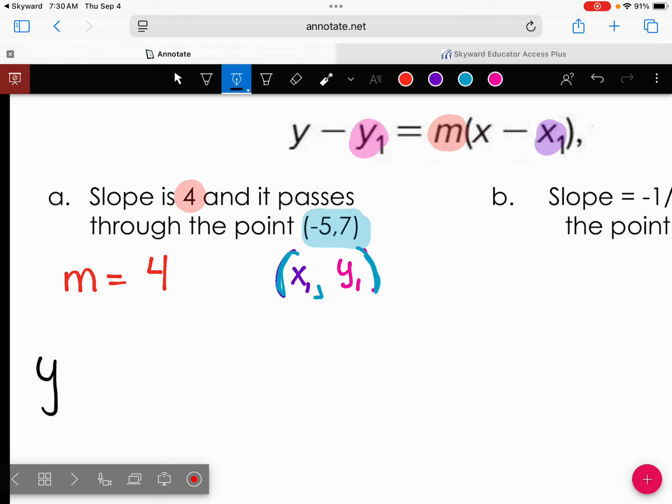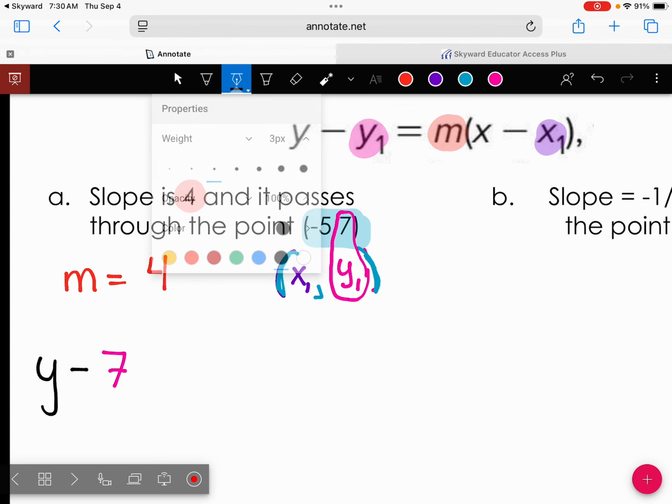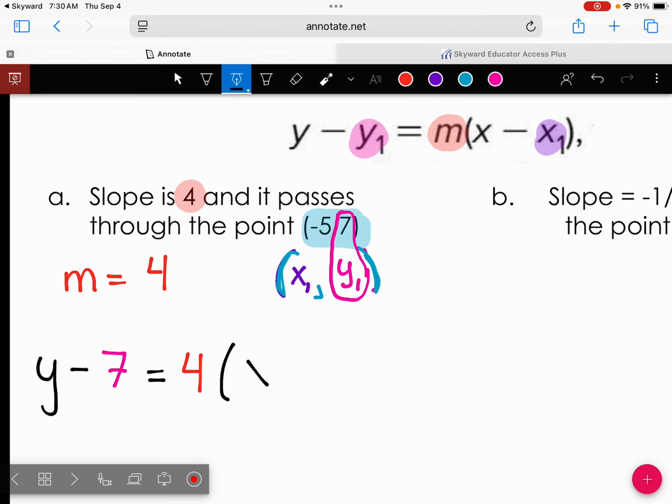So our y, we're always going to leave the one that doesn't have the little number there, minus the y value from my point, 7. That's this guy. And that's going to equal our slope, 4, times x minus our x value from our point, -5. X minus -5. And you can set it up just like this.